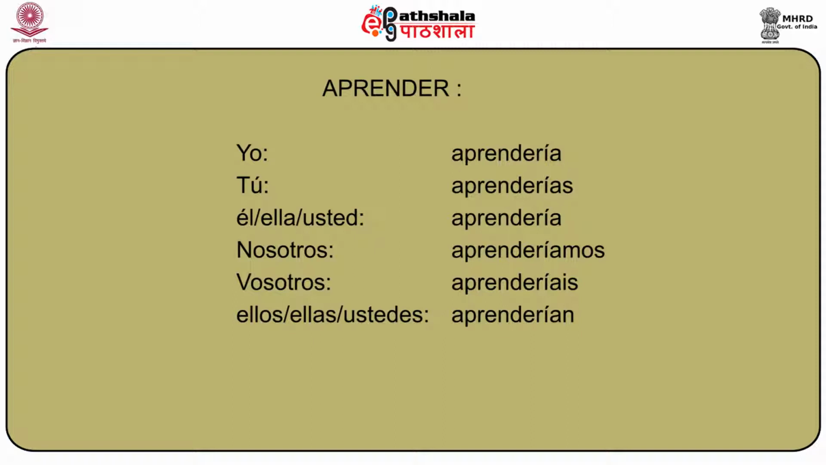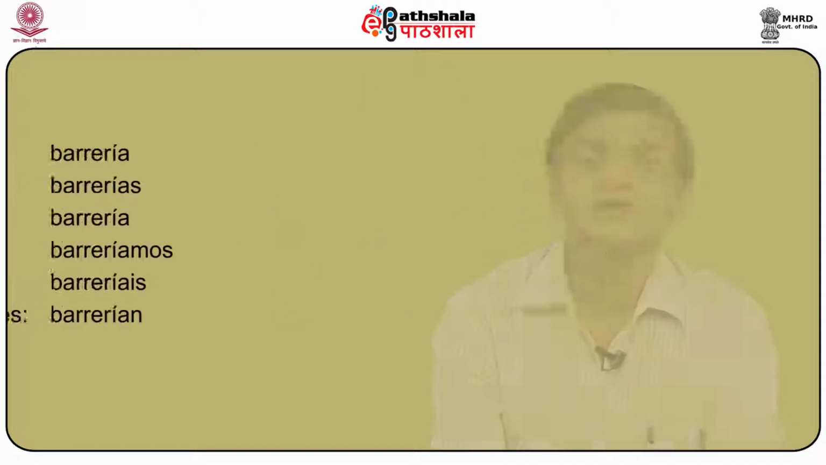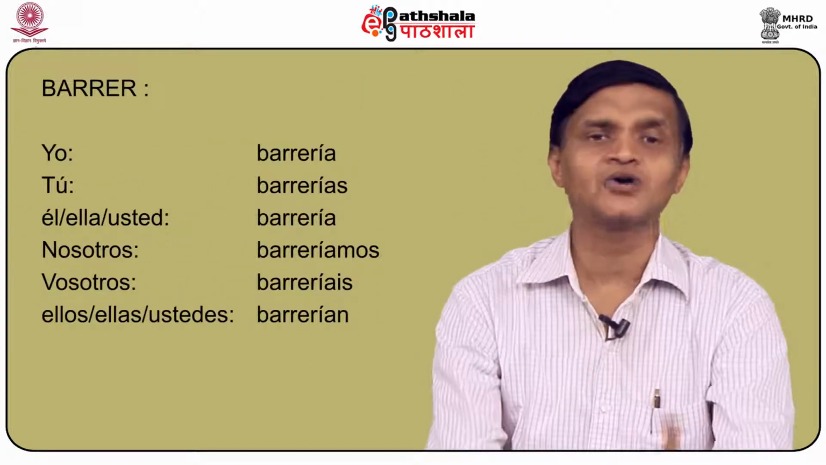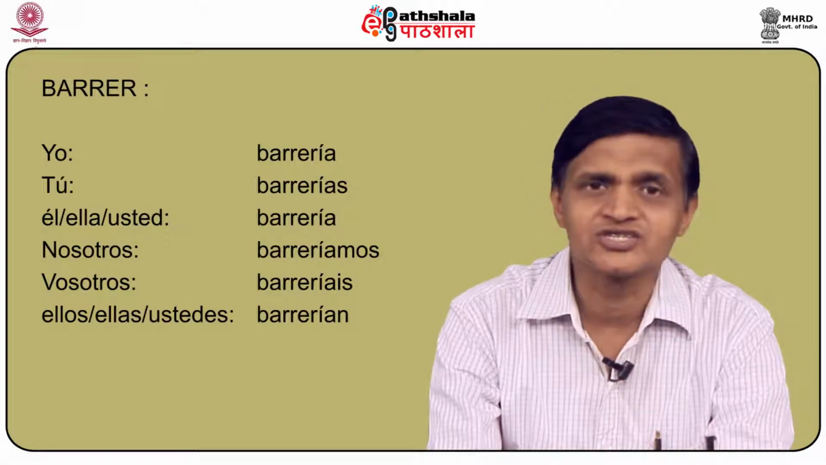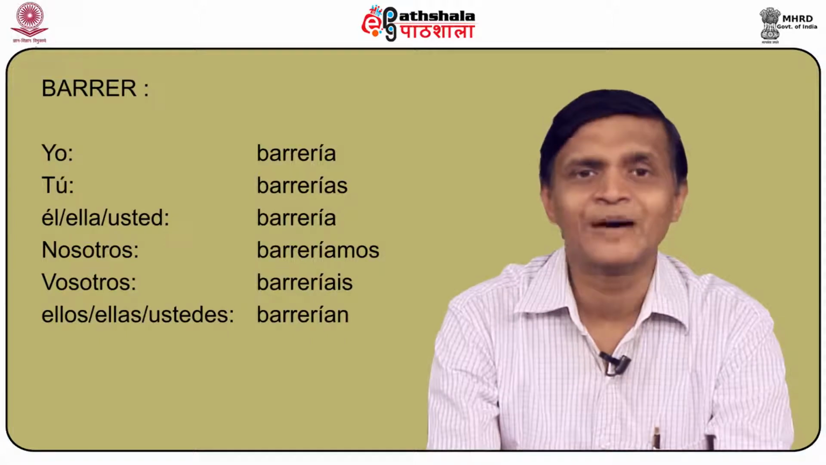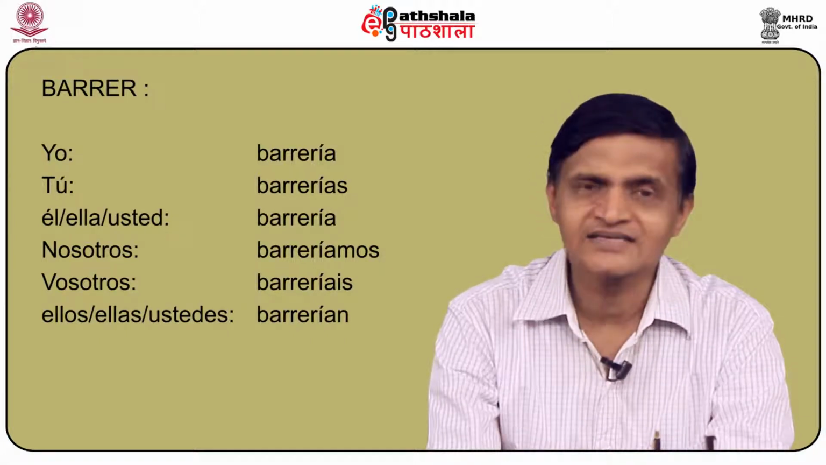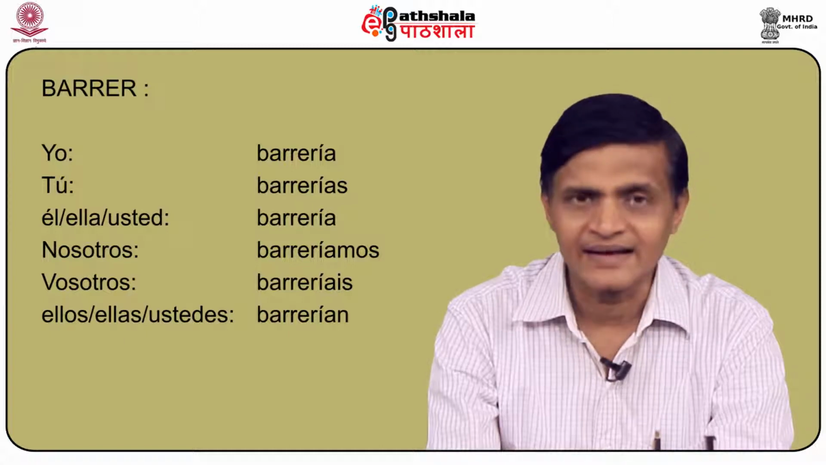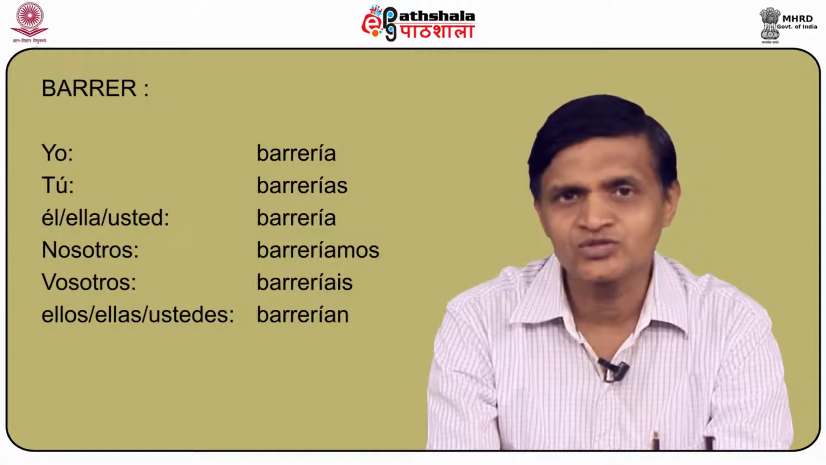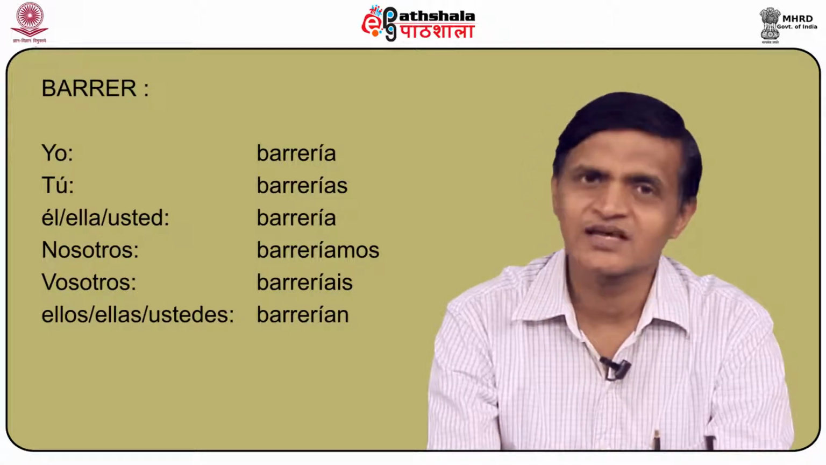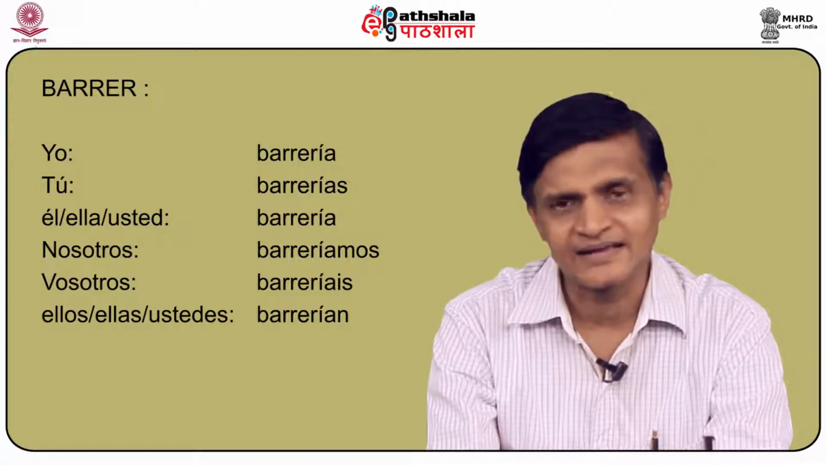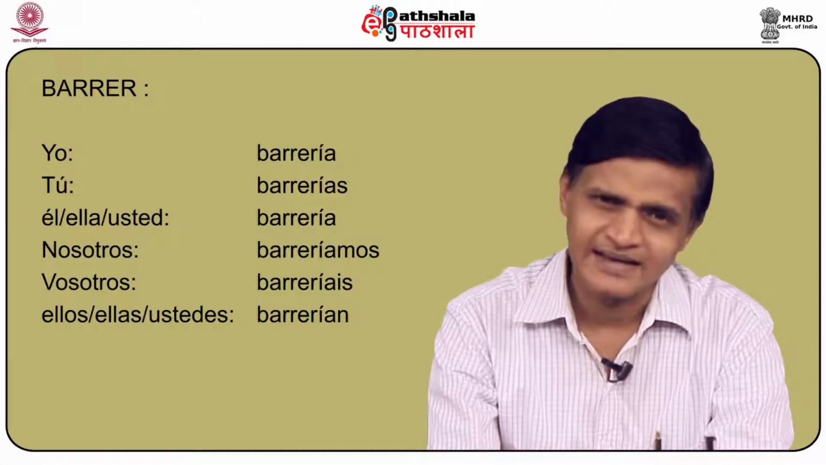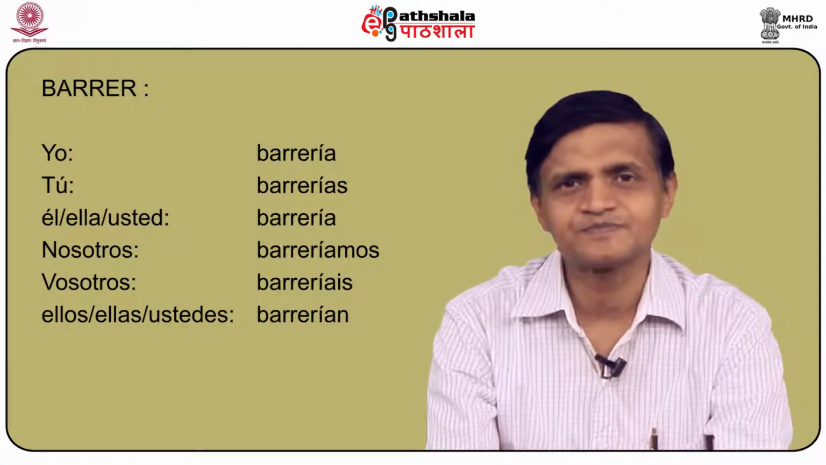So let us move on to the next verb which we've already dealt with in the future, which is barrer, to sweep. How do you conjugate barrer in the conditional? Well, you conjugate barrer in the conditional in the following manner: yo barrería, tú barrerías, ella, usted barrería, nosotros barreríamos, vosotros barreríais, and ellos, ellas, ustedes barrerían. I repeat, barrería, barrerías, barrería, barreríamos, barreríais, and barrerían.